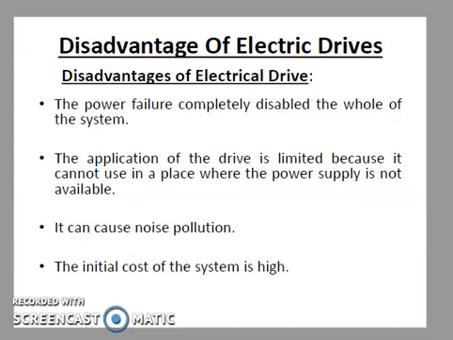In the next session, we'll be discussing different parts of an electrical drive system and how to choose an electrical drive for a particular application.